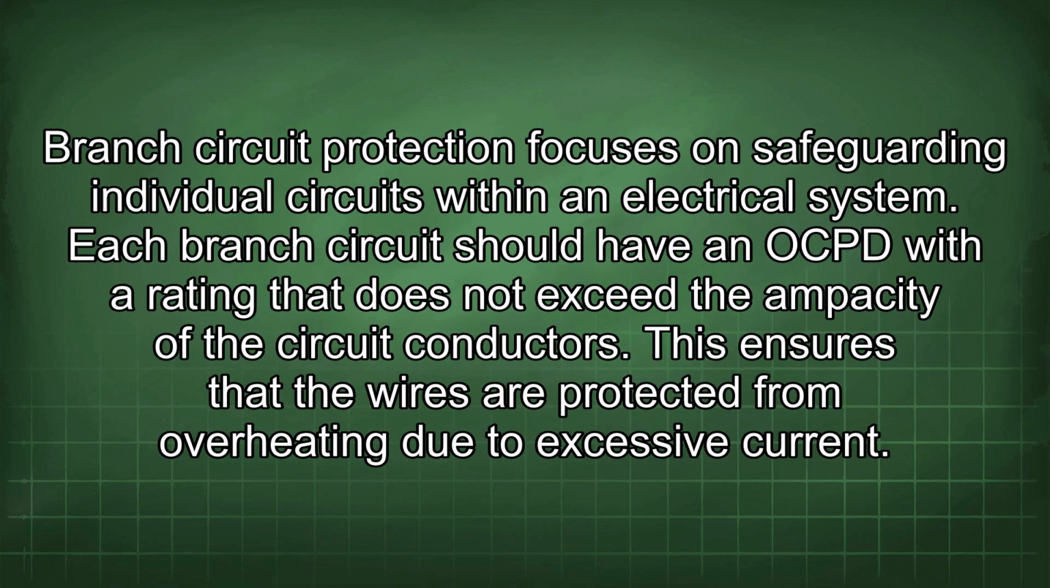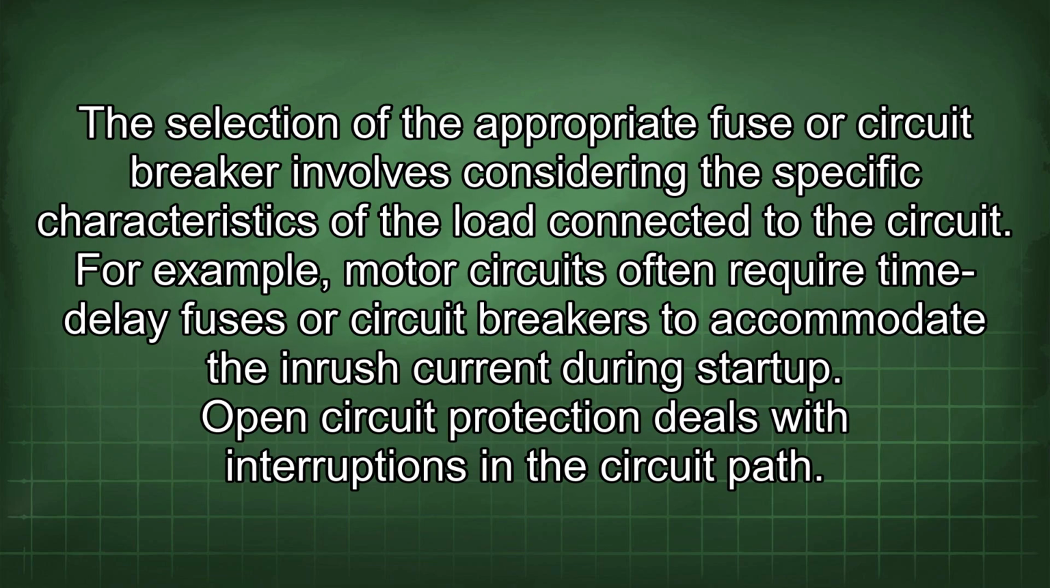Branch circuit protection focuses on safeguarding individual circuits within an electrical system. Each branch circuit should have an OCP with a rating that does not exceed the ampacity of the circuit conductors. This ensures that the wires are protected from overheating due to excessive current. The selection of the appropriate fuse or circuit breaker involves considering the specific characteristics of the load connected to the circuit. For example, motor circuits often require time delay fuses or circuit breakers to accommodate the inrush current during startup.